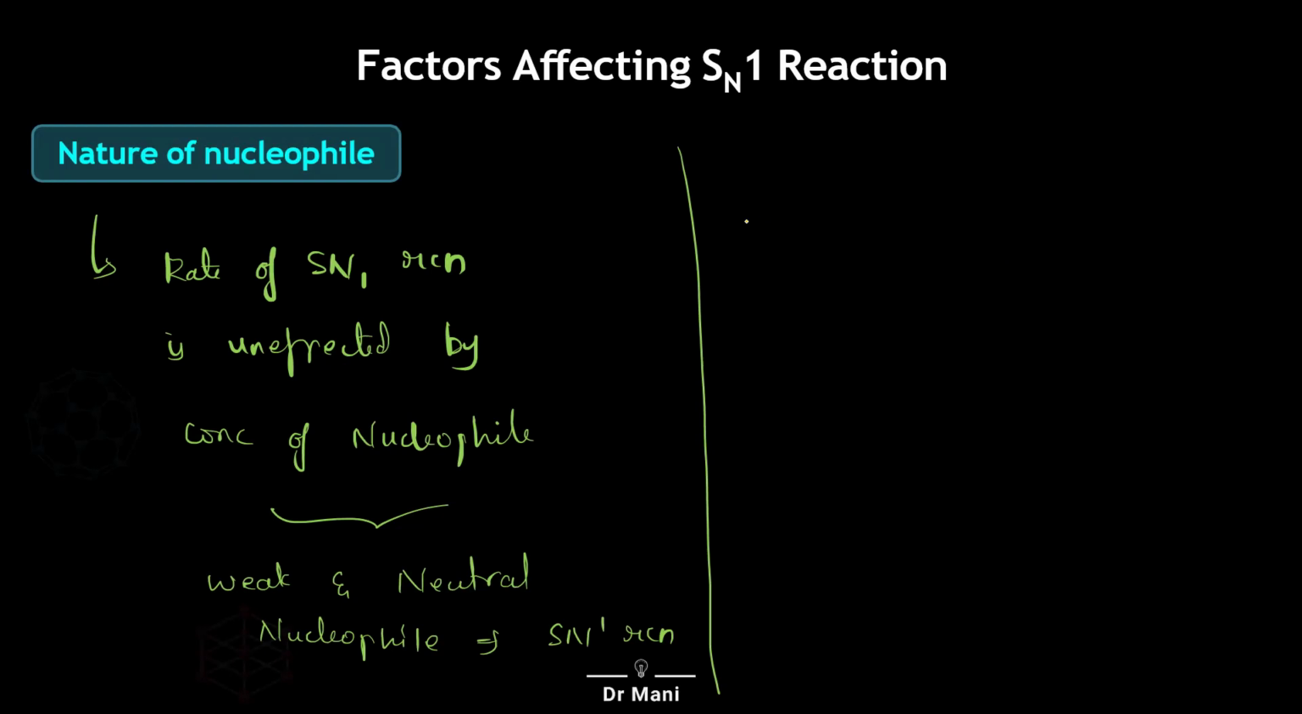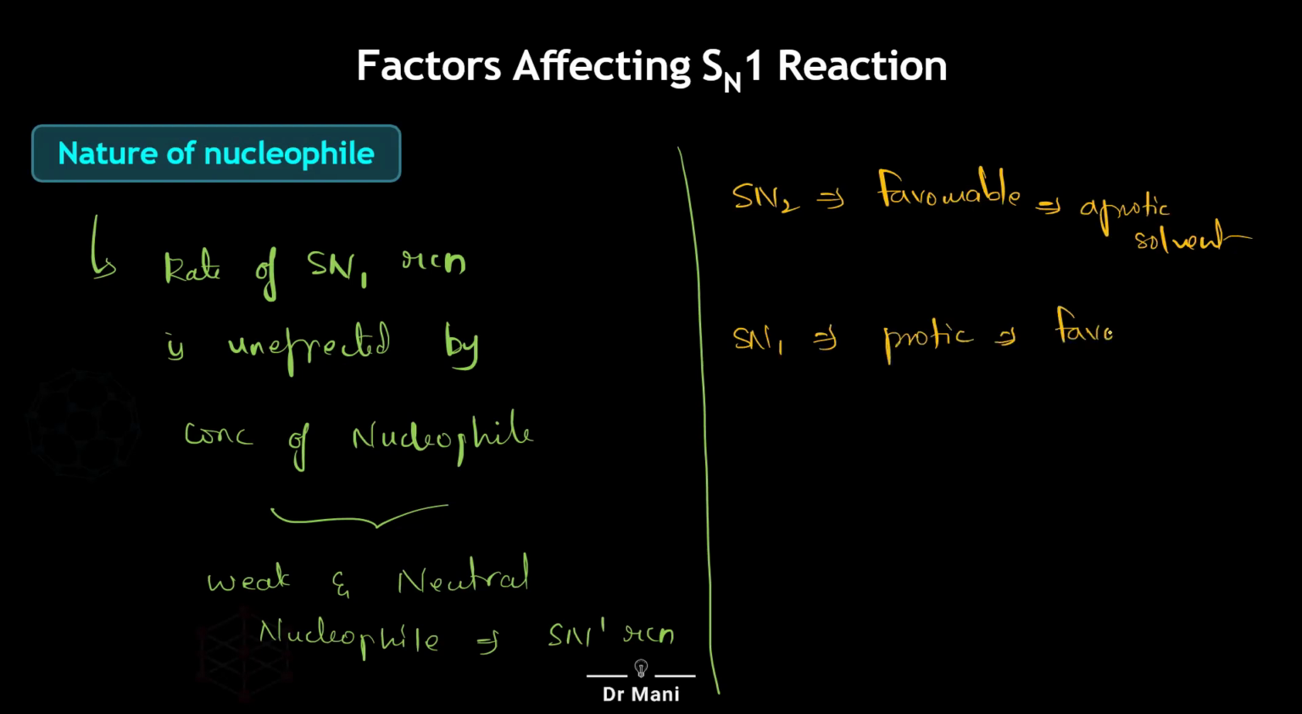For SN2, it's aprotic. So SN2 is favorable for aprotic solvent, whereas in SN1, protic solvent is very favorable. Remember the other difference. So this is one difference, this is another difference. SN1 is more soluble in the protic solvent, so it will be called a solvolysis reaction as well, as it is soluble in the solvent.